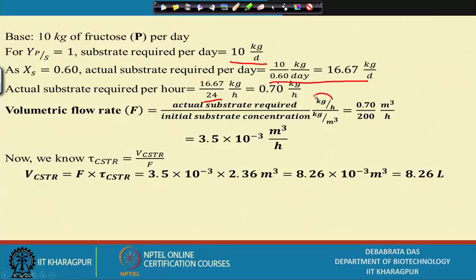So how much actual substrate is required? This. And what is the initial substrate concentration? 200 kg per cubic meter. And what is the volume we get? This is about 3.6, this is the value, this is the flow rate we get, and if this flow rate we multiply by tau CSTR, we will get the volume, and the volume we are getting is 8.26. So from this we can conclude that when you operate the continuous process, the volume of the reactor is drastically reduced, that you can easily find out from these calculations.